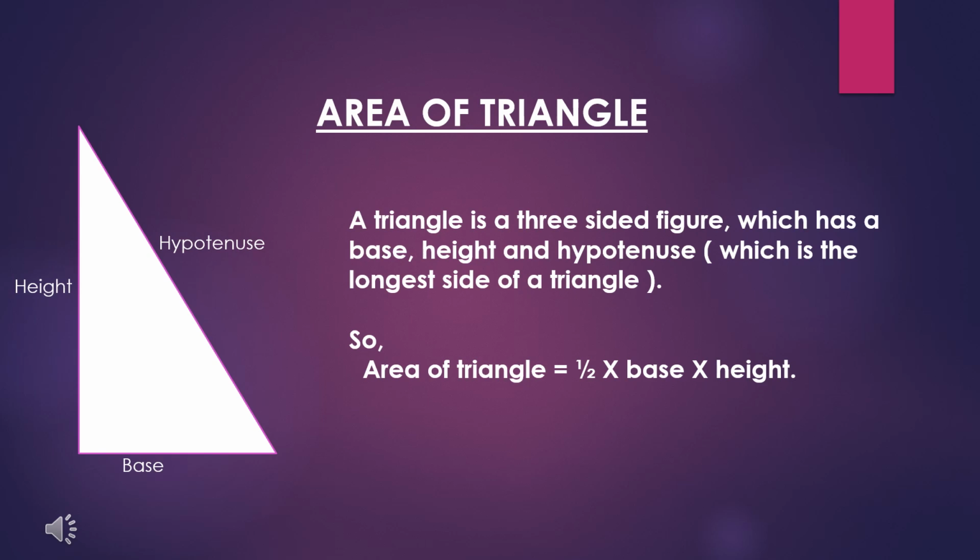Area of triangle. A triangle is a three-sided figure which has a base, height, and a hypotenuse. A hypotenuse is the longest side of a triangle. So, area of a triangle is equal to half multiplied by base multiplied by height.